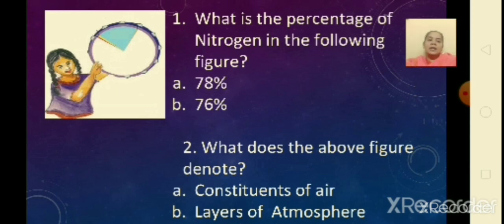Now, let us understand how the paper is going to be. For example, this is a picture based question. Okay? Now, you will be given a picture like this, and based on that you will be asked questions. Below that question you will be given 2-3 options. From that you have to select the correct option.